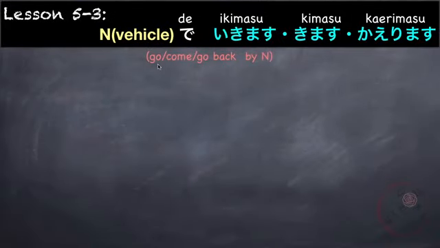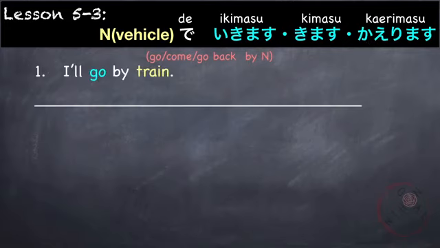Next is how to say go or come or go back by noun. Noun is a vehicle or a mode of transportation. We use this pattern, noun de. De means by, followed by the verb ikimasu, kimasu, or kaerimasu. For example, I'll go by train. First, let's start with the vehicle. Train is densha, followed by the particle de, and then the verb go. Ikimasu. Densha de ikimasu. I'll go by train.